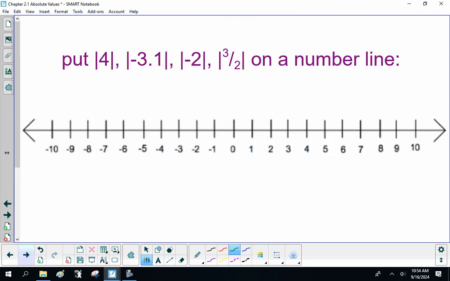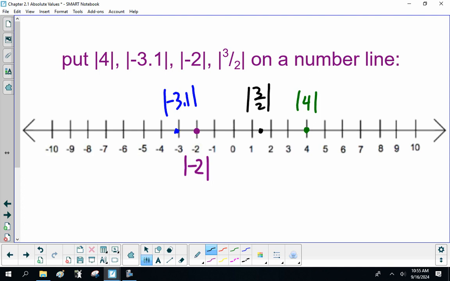Now, a typical question for you. Put 4, minus 3.1, minus 2, and 3 halves. Oh, sorry, the absolute value of 4, the absolute value of minus 3.1, the absolute value of minus 2, and the absolute value of 3 halves on a number line. Well, the absolute value of 4 is here. The absolute value of minus 3.1 is here. The absolute value of minus 2 is here. And the absolute value of 3 halves, 1.5, is here. Okay?